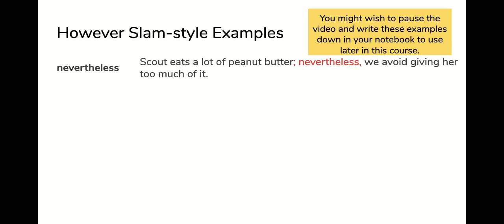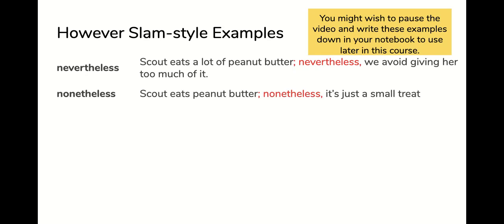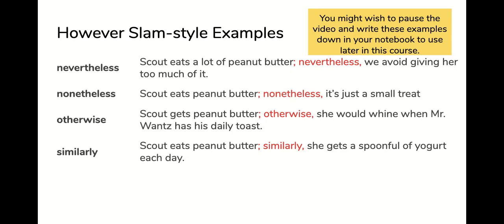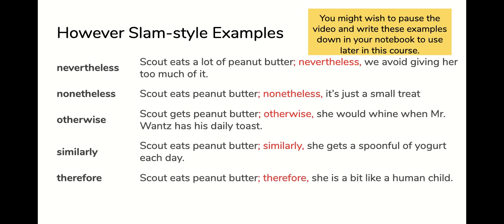Scout eats a lot of peanut butter. Nevertheless, we avoid giving her too much of it. Scout eats peanut butter. Nonetheless, it's just a small treat. Scout eats peanut butter. Otherwise, she would whine when Mr. Wonsk has his daily toast. Scout eats peanut butter. Similarly, she gets a spoonful of yogurt each day. Scout eats peanut butter. Therefore, she is a bit like a human child. Scout eats peanut butter. Thus, her fur is shiny.